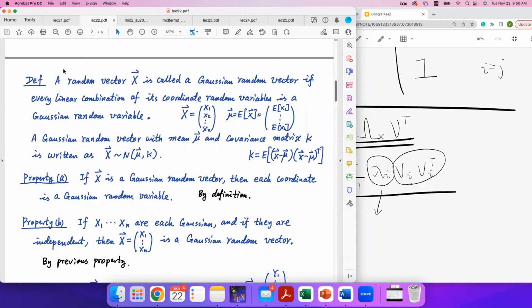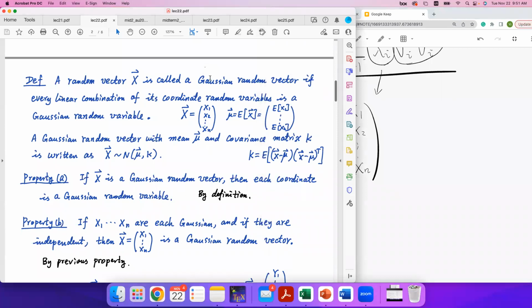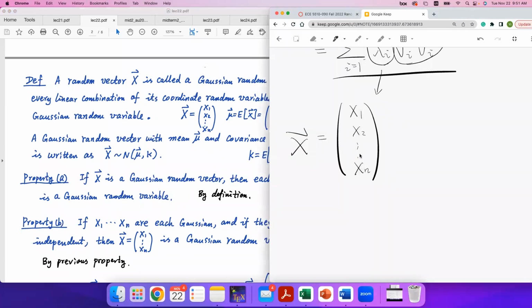Then we can define this Gaussian random vector. We call a random vector a Gaussian random vector if every linear combination of its coordinates is a Gaussian random variable. We know that X, the random vector, is a list of random variables. And if every linear combination of these random variables always gives us a Gaussian random variable, then we call this X a Gaussian random vector.